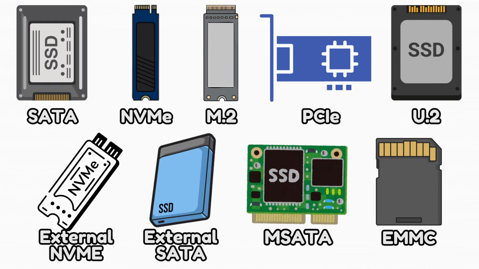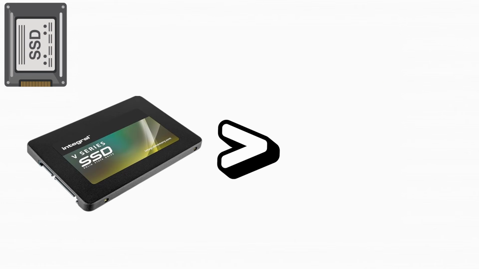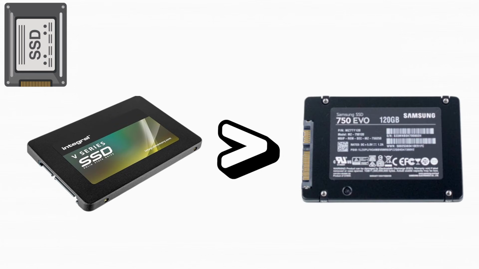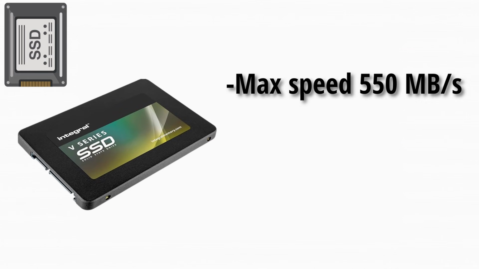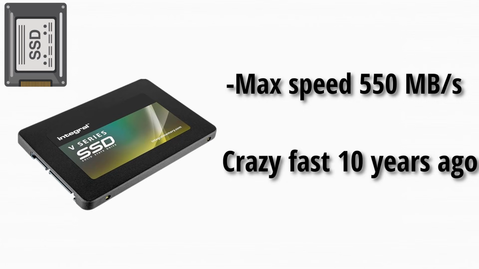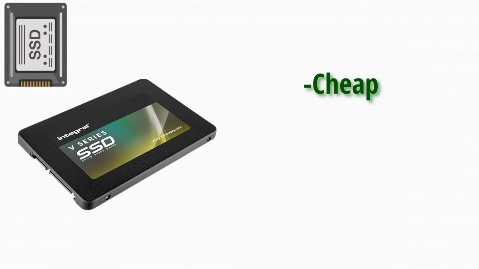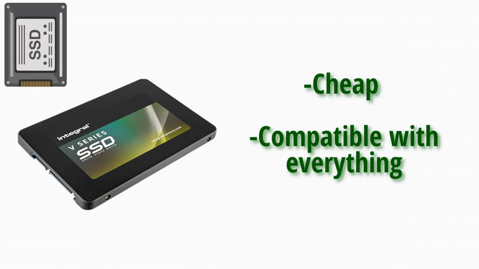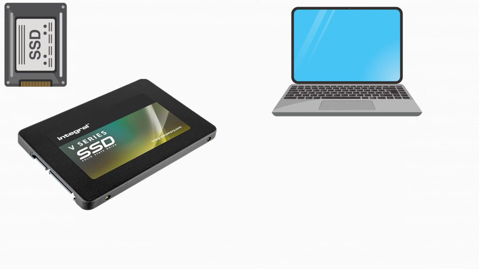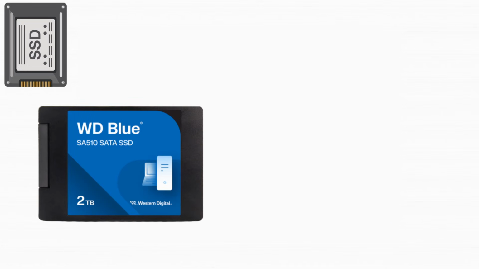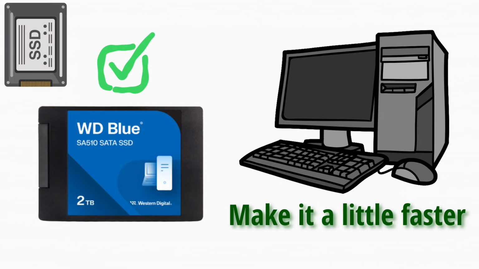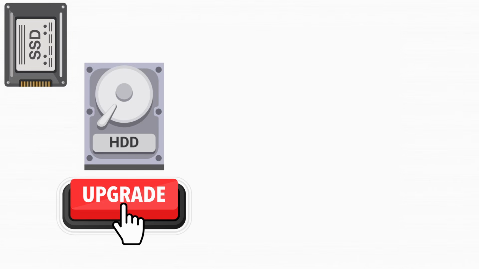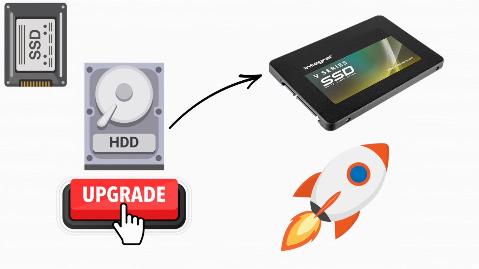First, let's talk about the SATA SSDs. They're way faster than hard drives, but compared to modern SSDs, they're basically fast, but not that fast. Maximum speeds are around 550 megabytes per second, which was crazy fast 10 years ago, but now it's the entry level. The good news? They're cheap, compatible with almost everything, and great for breathing life into older laptops and desktops. SATA SSDs are perfect for people who just want their computer to stop feeling like it's from the Stone Age. If you're upgrading from an HDD, even a basic SATA SSD will feel like a rocket ship.